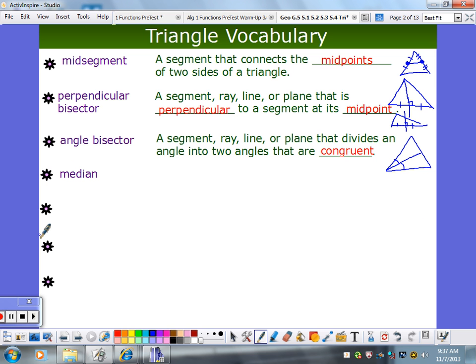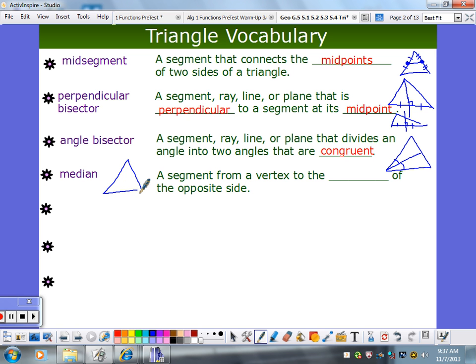Median. A median is a segment from a vertex to the midpoint of the opposite side. I'm going to draw it over here, I've got a little more room. So you start from a vertex and you go to the midpoint. So that's congruent, that's congruent. Don't confuse that with a midsegment. How is this different from a midsegment? A midsegment might be across here, because it's connecting two sides. This one starts at a vertex and goes to a midpoint. Segment to midpoint. Right? We're going to the midpoint.